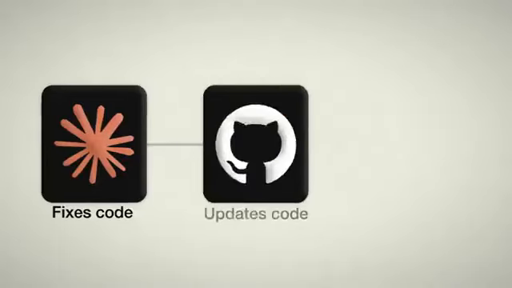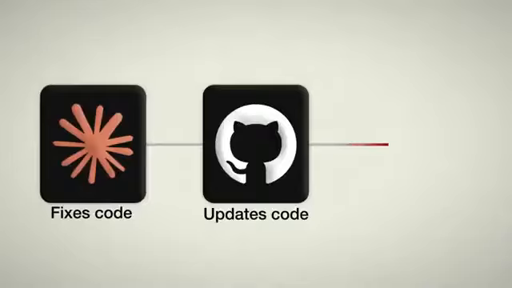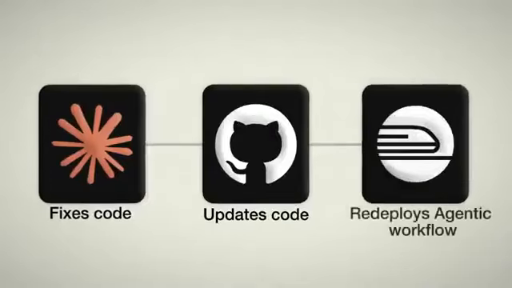Now, in terms of debugging, the way that it tactically works, so you understand, is that, let's say there's an error. We go to Claude Code, we say, hey, there's an error. Claude Code fixes the code, which then goes to GitHub and updates the code with the new updated version. And then it goes to Railway and redeploys the actual agentic workflow.